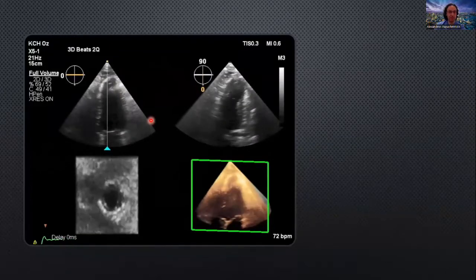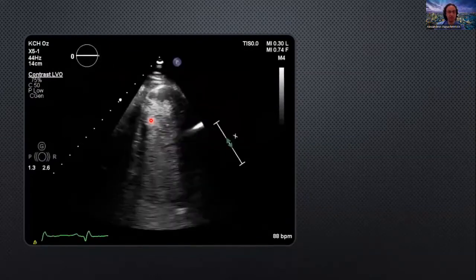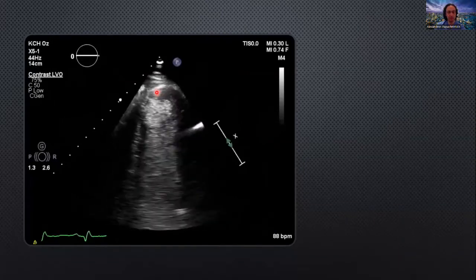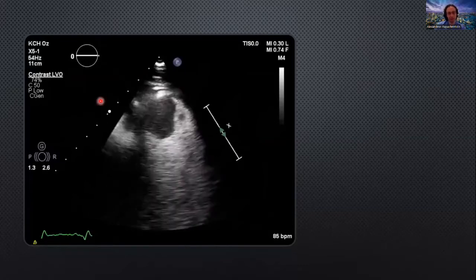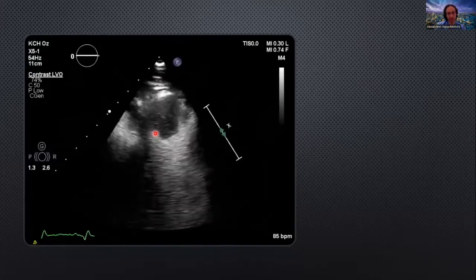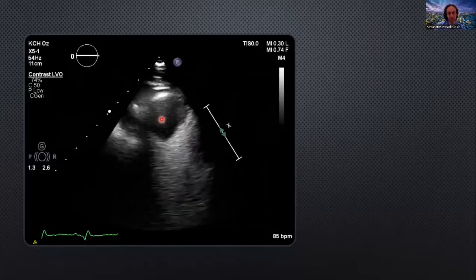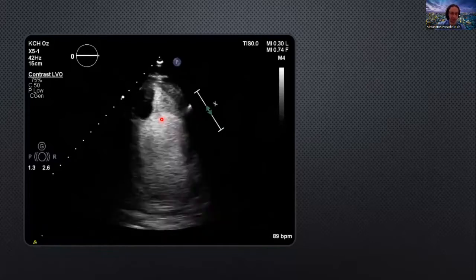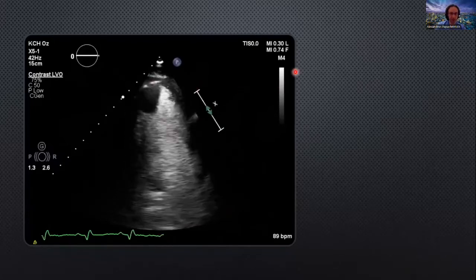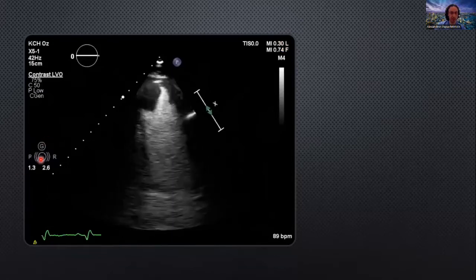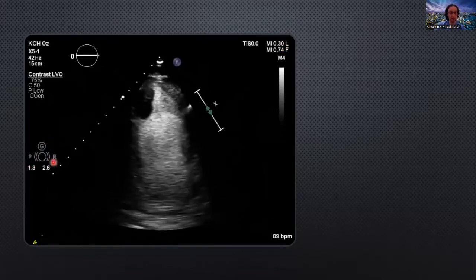So the next step is to give contrast, and you start seeing something here. You suspect there's something there, you just angulate the probe, and that's what you get. So this is a large thrombus at the apex, and you see there's no confusion here. It's black, and it's a very good setting, so use the LVO setting, mechanical index 0.7. We use harmonics with transmitting frequency 1.3 and receiving 2.6.